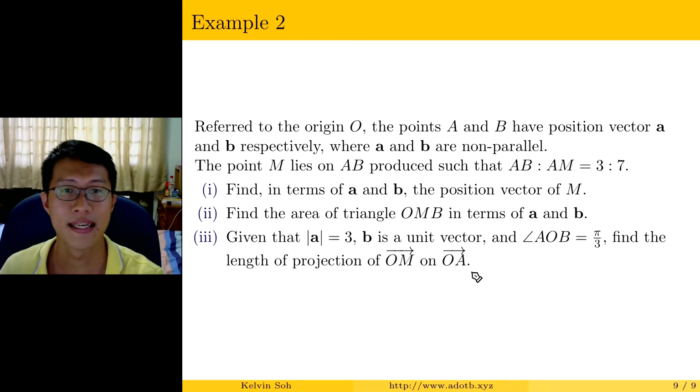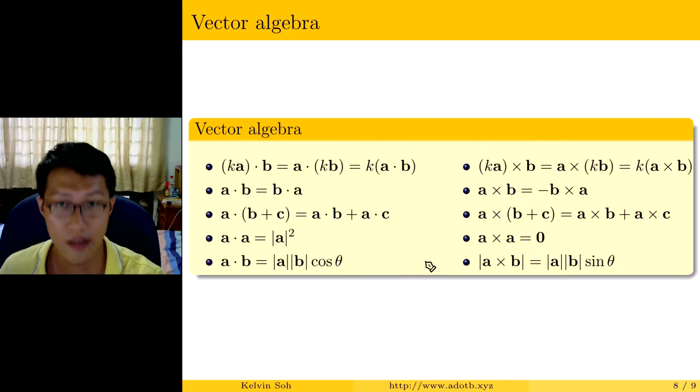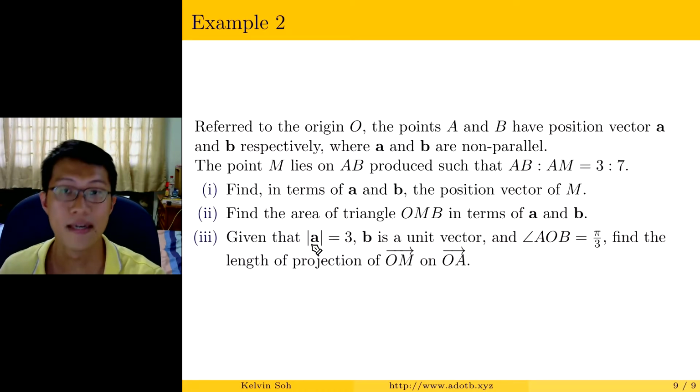So what are the key ideas we'll use for this question? First, we have the ratio theorem, because we have a ratio over here. However, this is a tricky application of the ratio theorem because we are given that AB is produced. That means we extend AB and M lies outside of it. We'll see it in action later. Then to find the area of the triangle, we'll use our cross product and our abstract algebra like shown in this slide. Finally, we also need the length of projection of OM on OA.